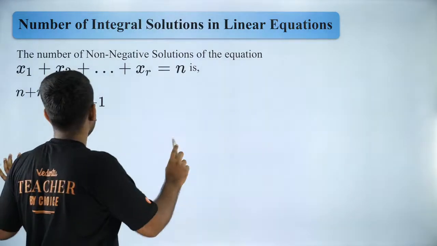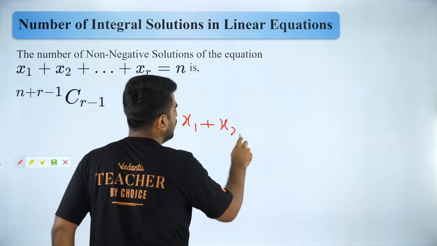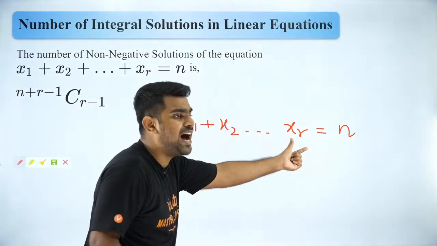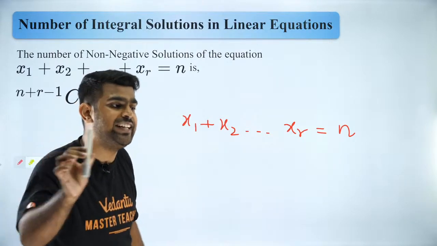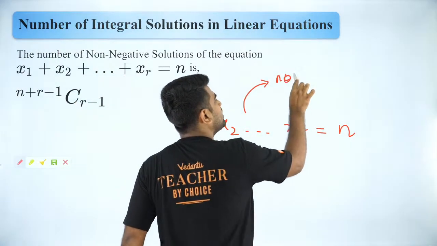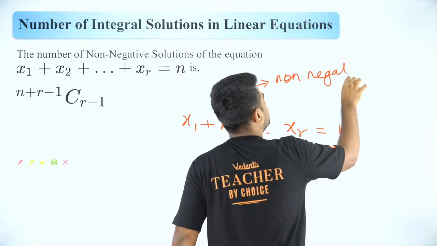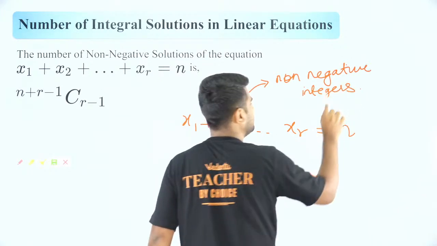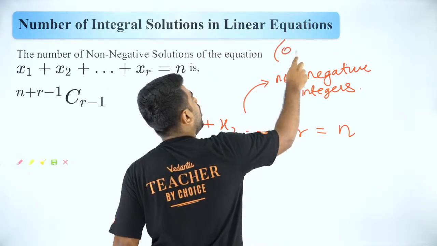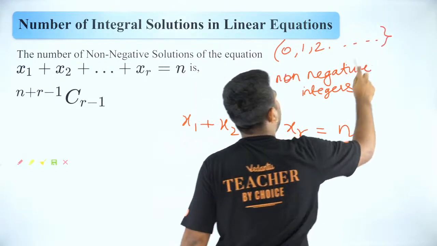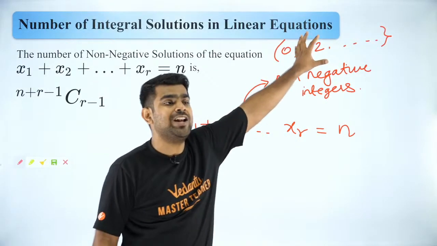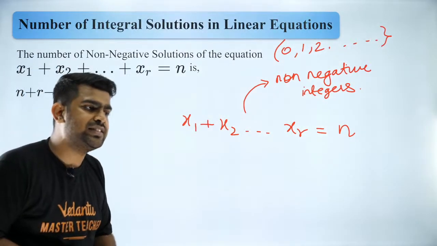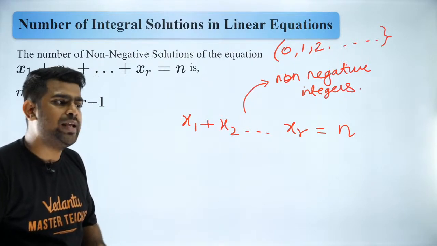Let's have a look. We have x1 plus x2 up to xr equal to n. Now x1, x2, up to xr are all non-negative integers. So what do you mean by non-negative integers? Non-negative integers means they can take values from 0 to any positive integer. So they can take 0, 1, 2 and so on. Are you guys clear with that? That is what we call non-negative integers. Are you all able to understand that?